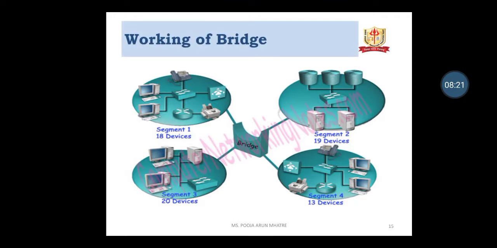Working of bridge. Here the bridge is connected to a number of networks, where segment 1 has 18 devices, segment 2 has 19 devices, segment 3 has 20 devices and segment 4 has 13 devices, and those segments are connected to the bridge.